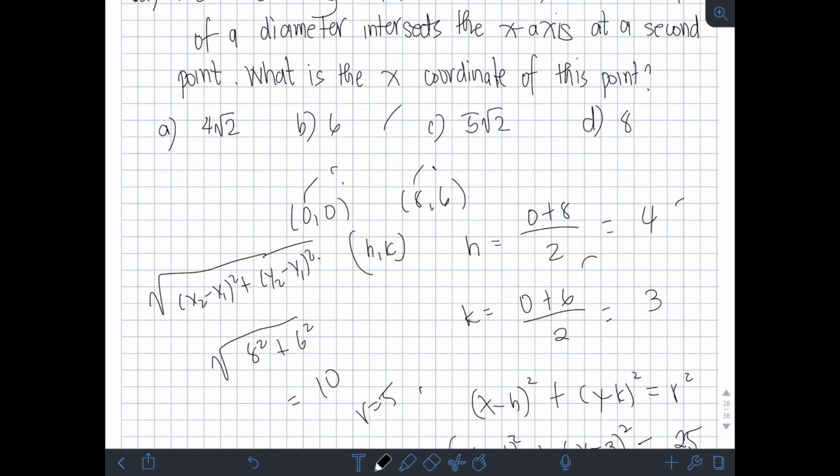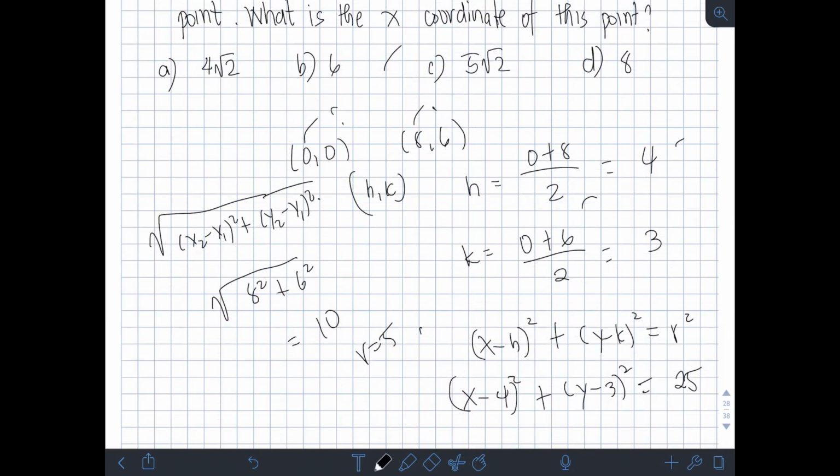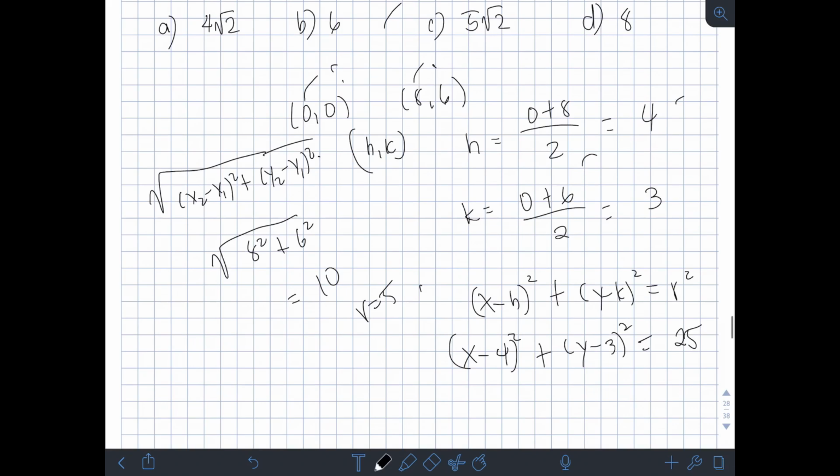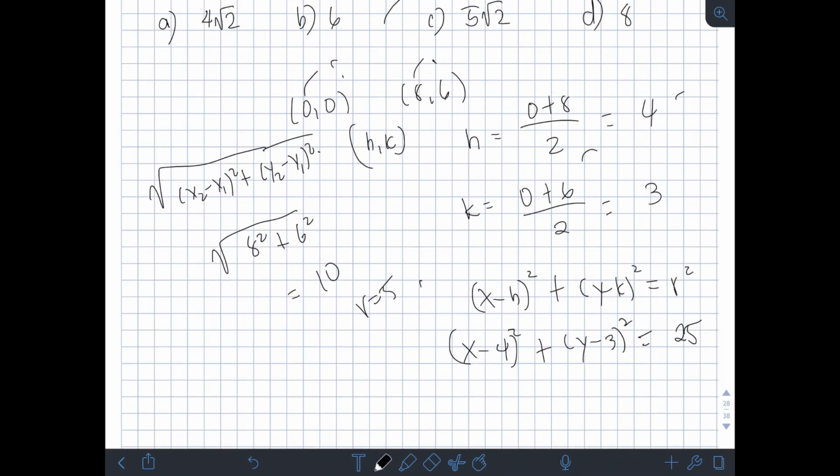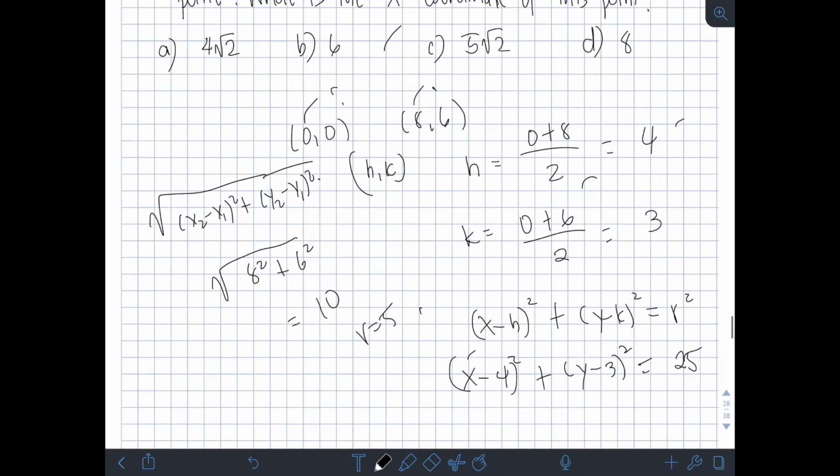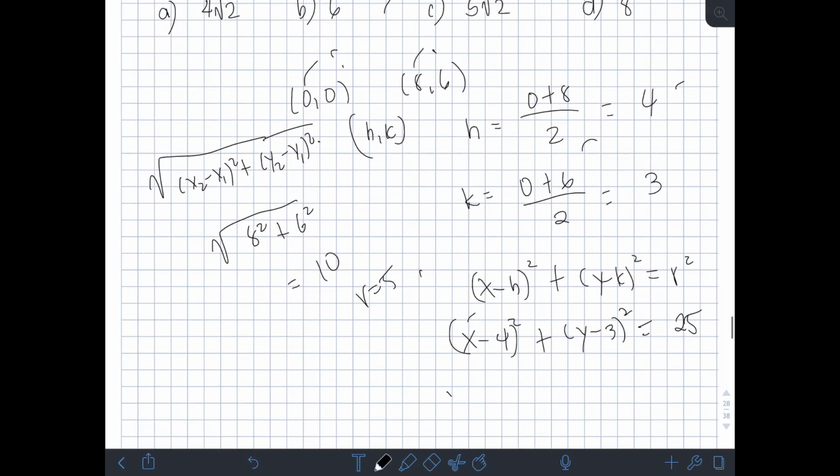So, since pinapahanap yung intersection nung circle doon sa x-axis, therefore, parang hinahanap natin yung x-intercept. Meaning, yung y natin doon is 0. So, kung i-set natin na y is 0, masasolve natin si x, yung required ng problem. So, we have (x - 4)² + (0 - 3)² = 25.